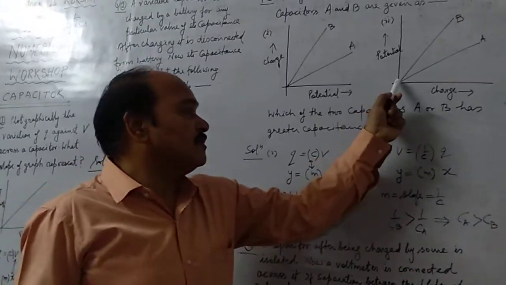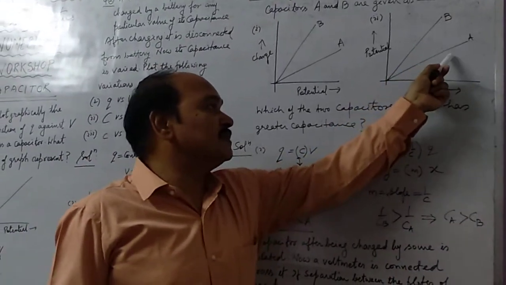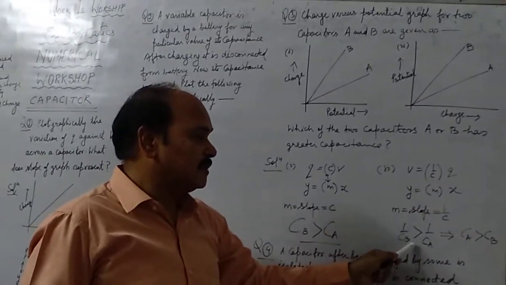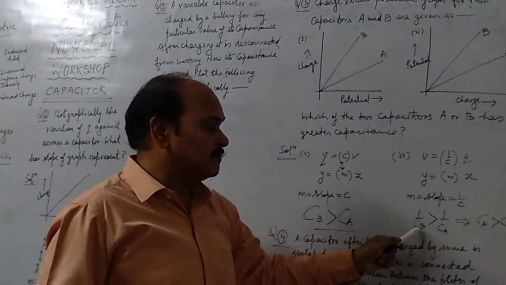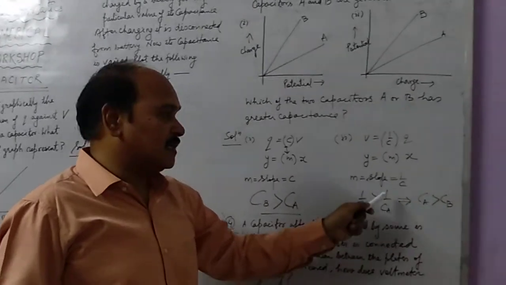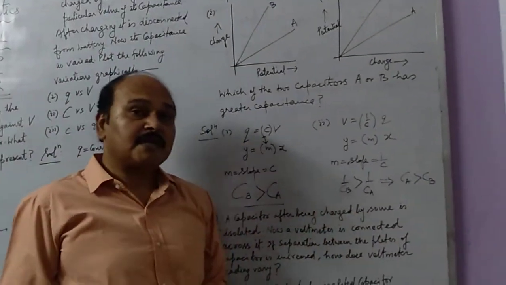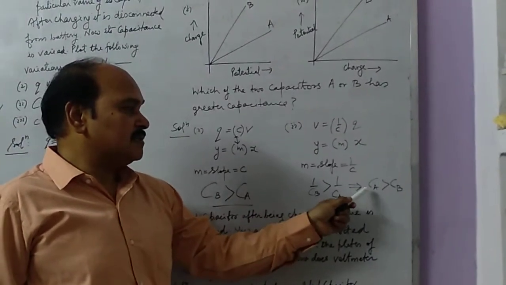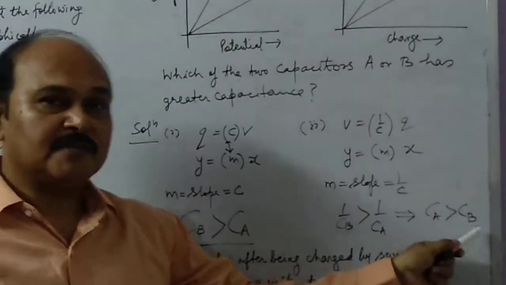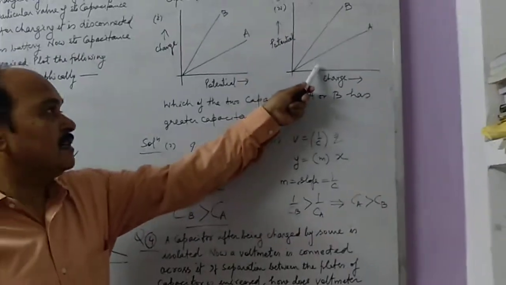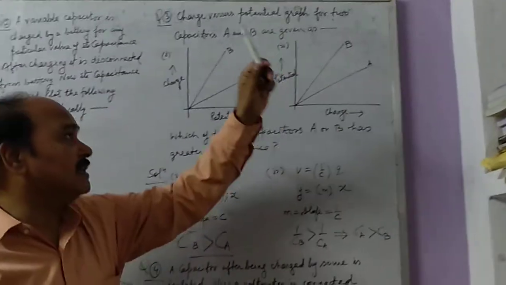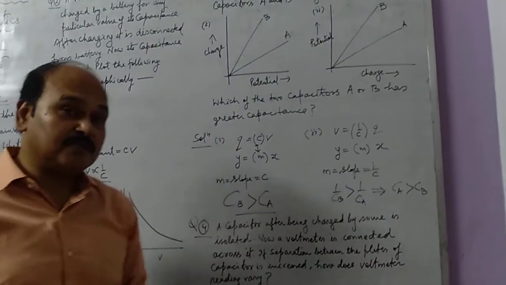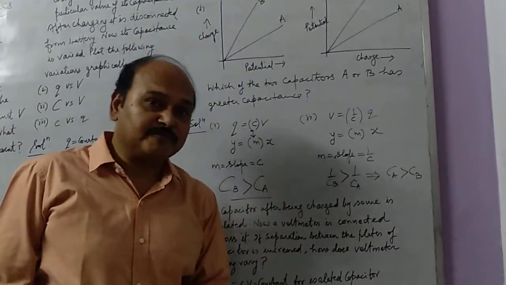And you know that the slope of this graph is more than the slope of this graph. Therefore, the reciprocal of the capacitance of B is greater than the reciprocal of the capacitance of A. So 1 upon CB is greater than 1 upon CA, which implies that CA is going to be greater than CB. So in this case, the capacitance of A is greater, and in the previous case, the capacitance of B is greater. I hope this logic is clear to all of you.